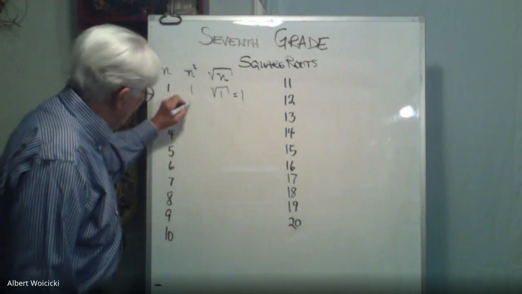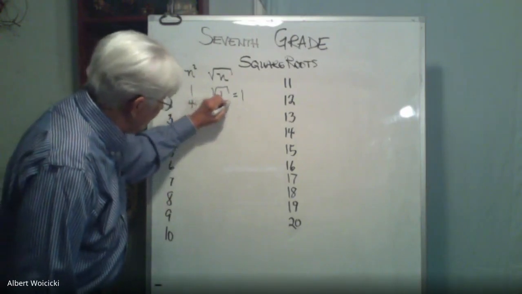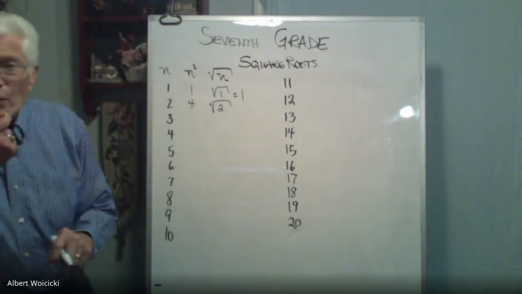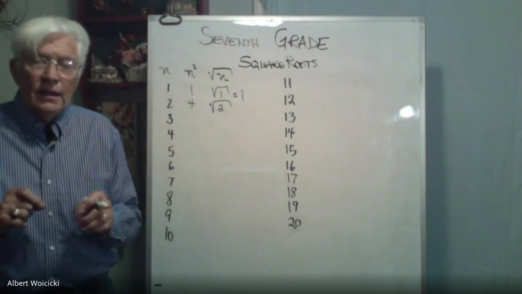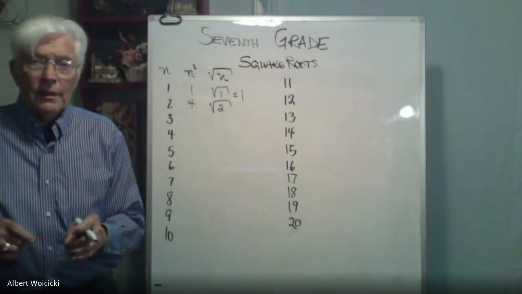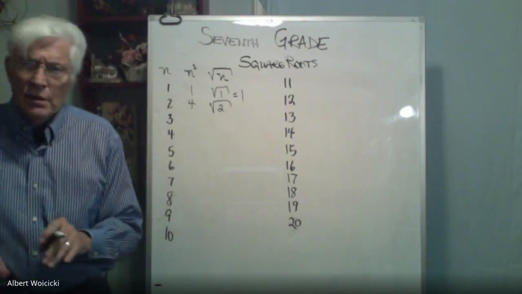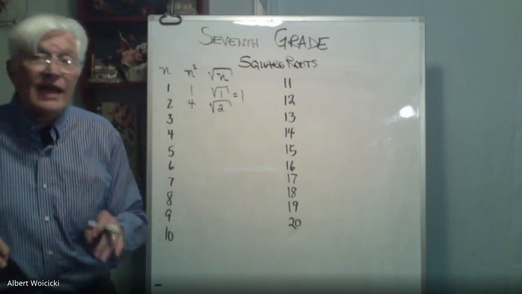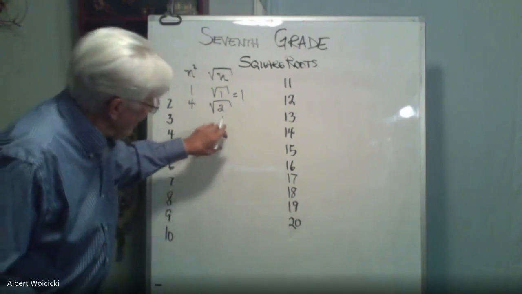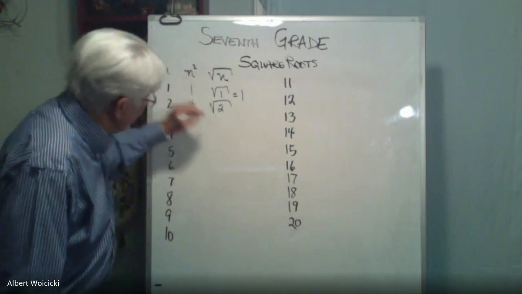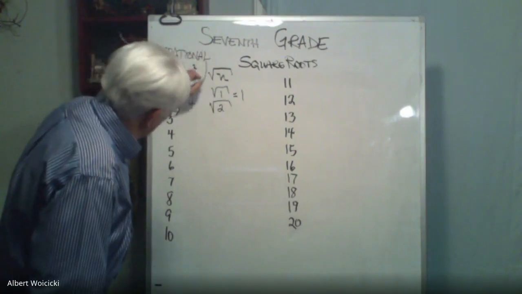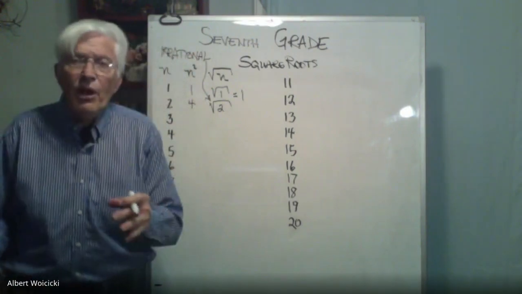Now, let's go to 2. 2 squared is 4. What is the square root of 2, though? Do I have a number exactly that I could multiply by itself and make 2? No, I don't. I don't have one. That's because, and here's the word, this number is irrational. This guy is irrational, and we leave him alone.